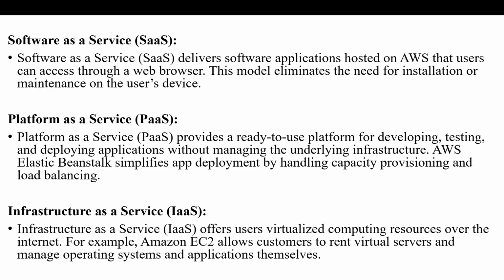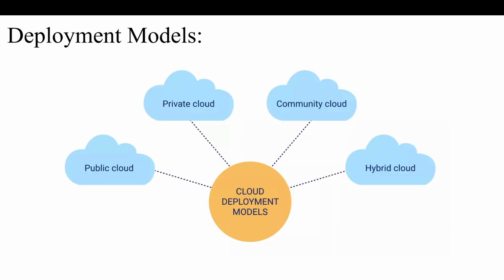PaaS stands for Platform as a Service, which provides a ready-to-use platform for developing, testing, and deploying applications without managing the underlying infrastructure. AWS Elastic Beanstalk simplifies app deployment, handling capacity, provisioning, and load balancing. Infrastructure as a Service, called IaaS, offers users virtualized computing resources over the internet. For example, EC2 allows customers to rent virtual servers and manage operating systems and applications themselves.